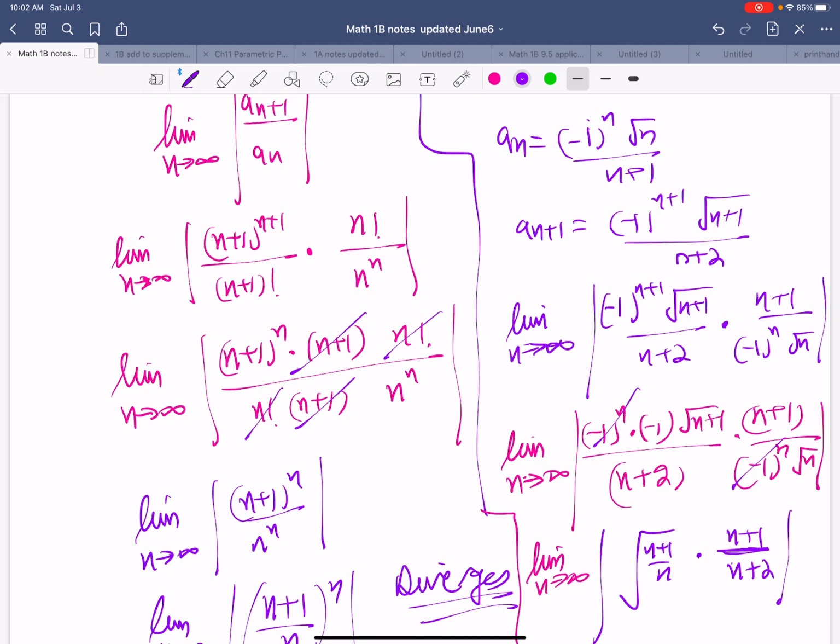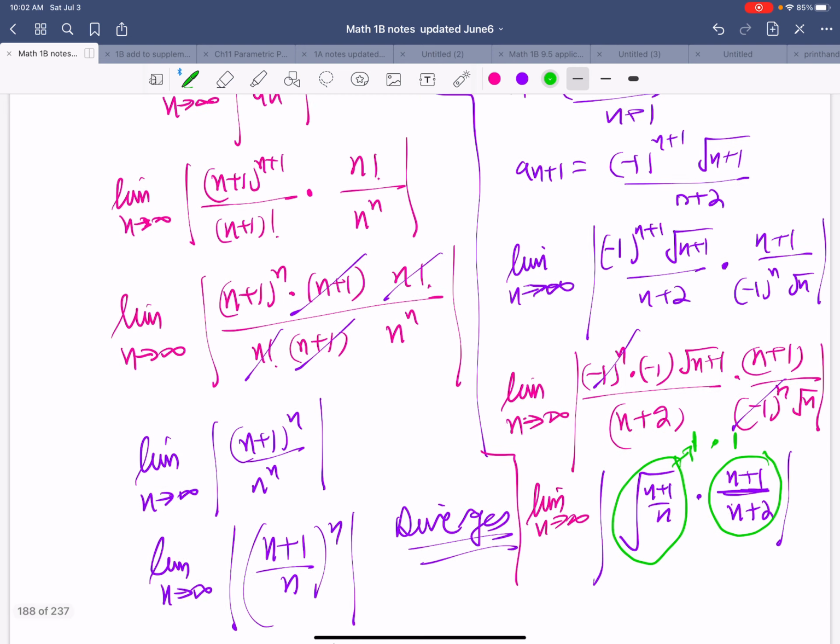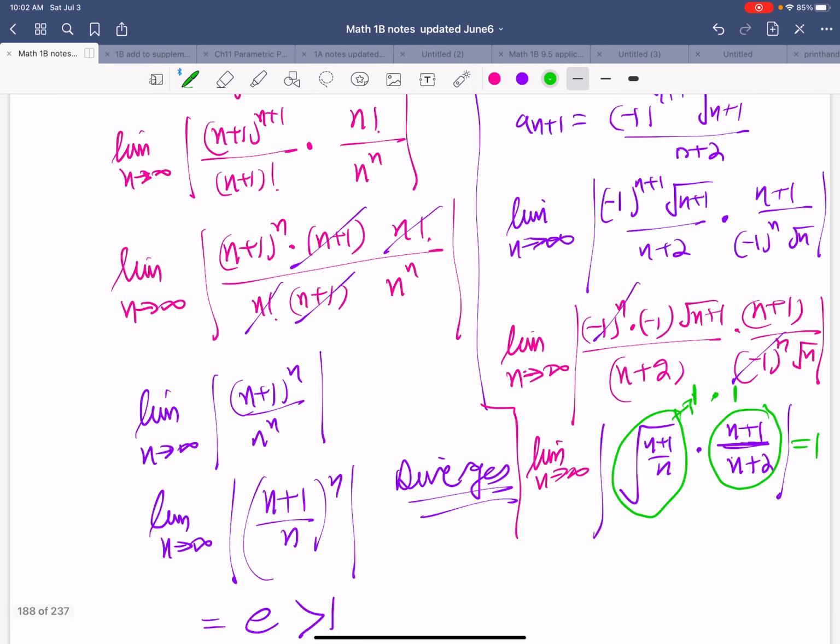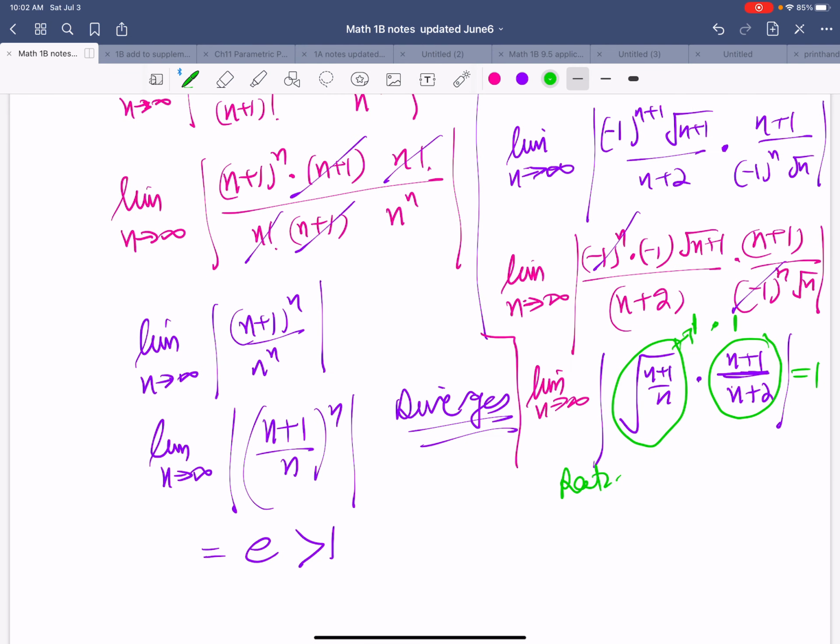When n goes to infinity, where does this limit go? Both of these limits go to 1 because they have the same degree in the numerator and denominator, so the limit turns out to be equal to 1, so the ratio test is inconclusive. If the limit turns out to be equal to 1, then we cannot say anything based on the ratio test. Ratio test is inconclusive.